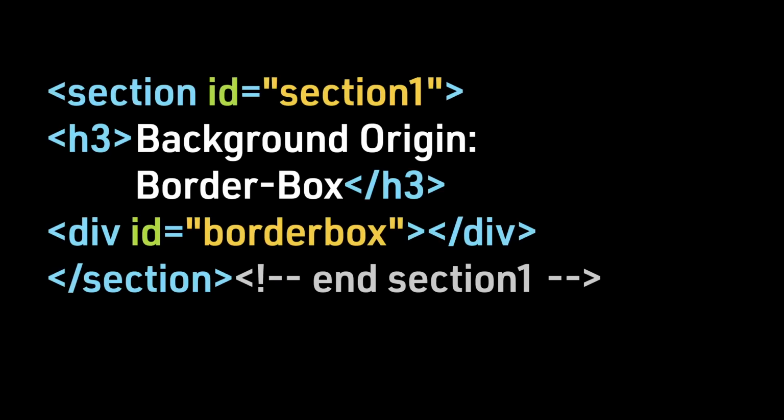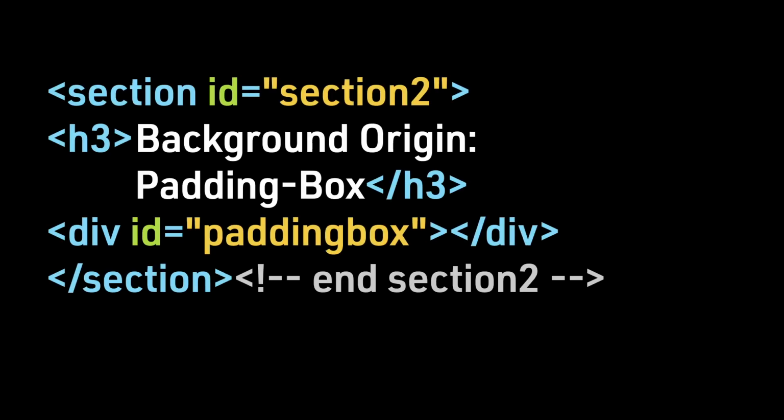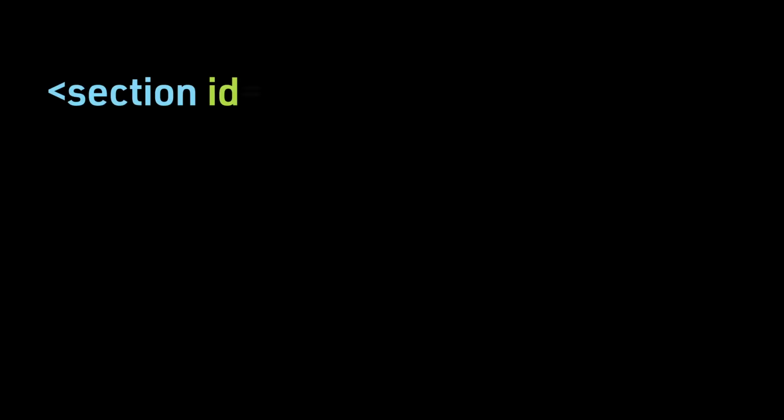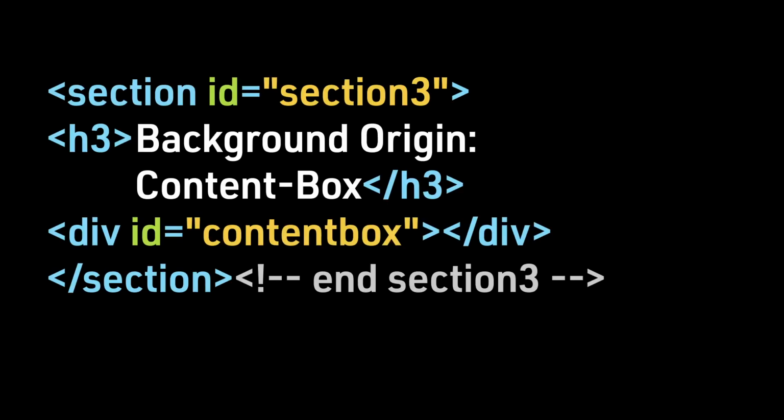This is the HTML with which we are working. In section 1, we will demonstrate background origin as border box. In section 2, we will demonstrate background origin as padding box, and in section 3, we will demonstrate background origin as content box. In each section, we have created a div with a unique ID to target with our CSS.